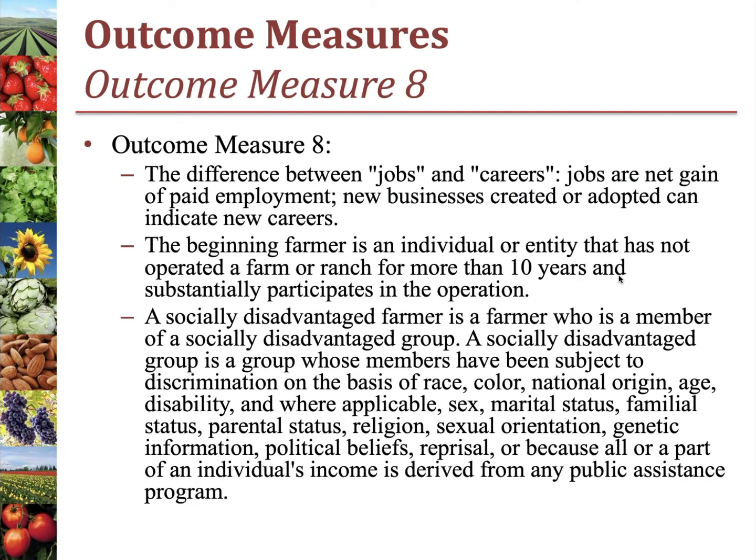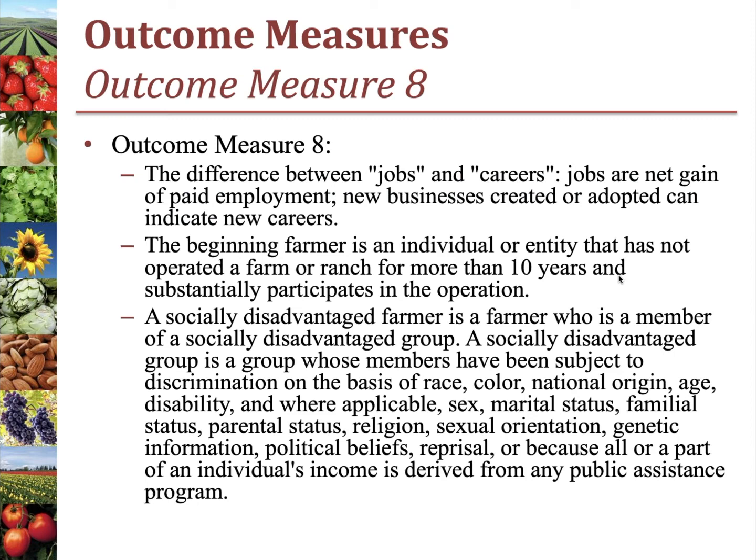And lastly, for outcome measure 8, the difference between jobs and careers is that jobs are the net gain of paid employment, where new businesses created or adopted can indicate new careers. The beginning farmer is an individual or entity that has not operated a farm or ranch for more than 10 years and substantially participates in the operation.